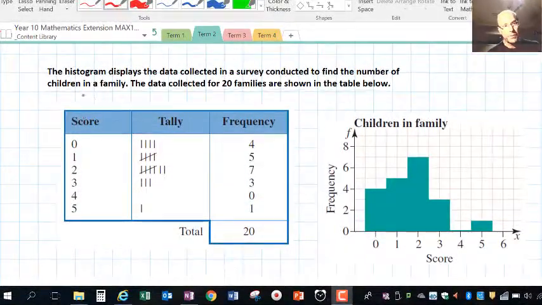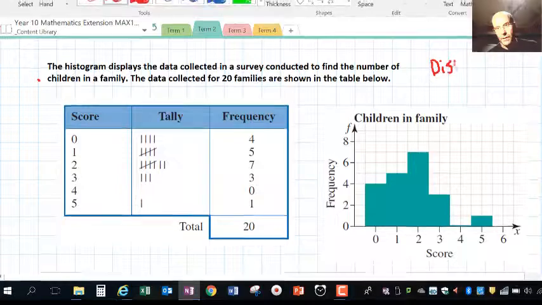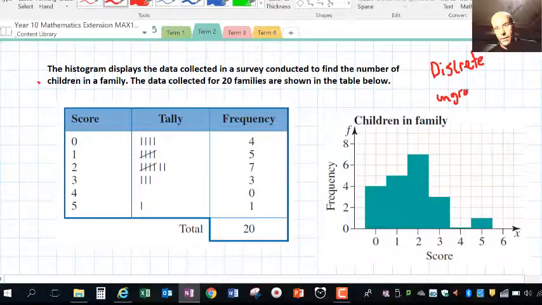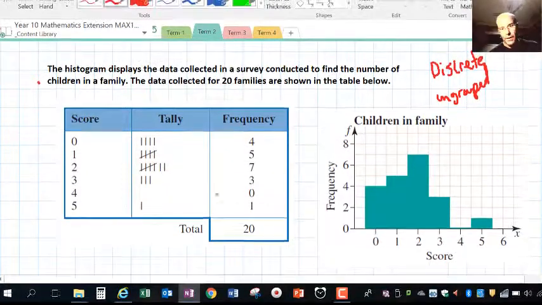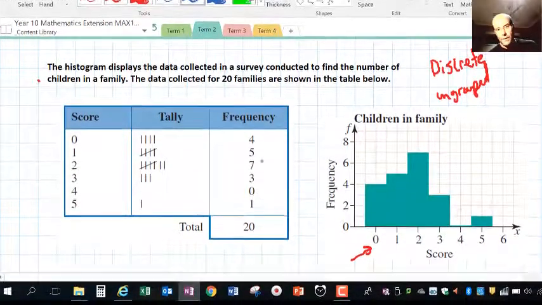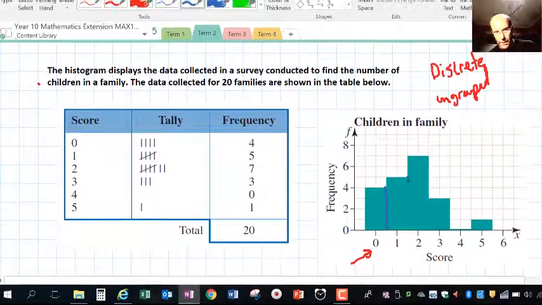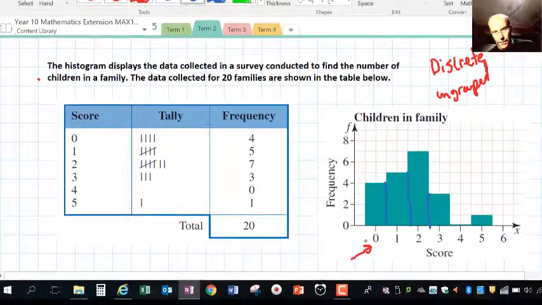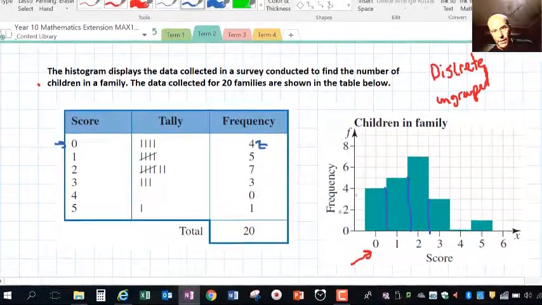So we haven't seen an example where it's not grouped, and we've got a number of children in a family. So this is discrete and ungrouped. Discrete, because it's the number of children, and ungrouped, because there's only 20 people, so you can get away with ungrouped. So basically, note how the main difference here is on this axis, we've got the columns. I'm putting them there in an alternate color so you can see. Notice how if it's not grouped data, these are all the families that had 0 children. There were 4 of them.